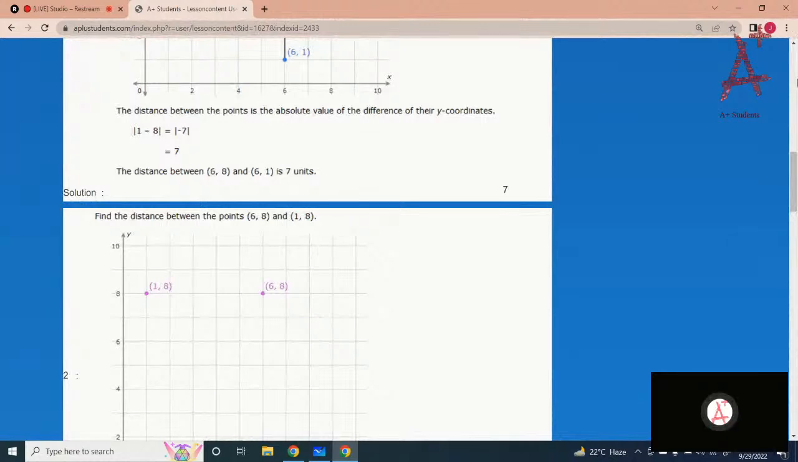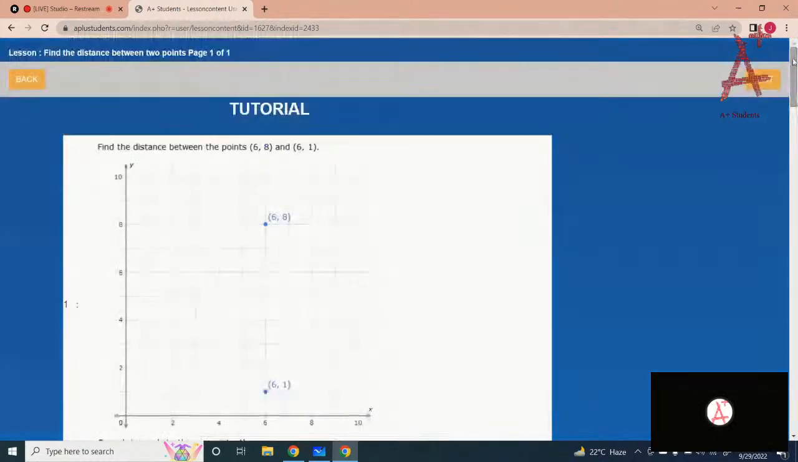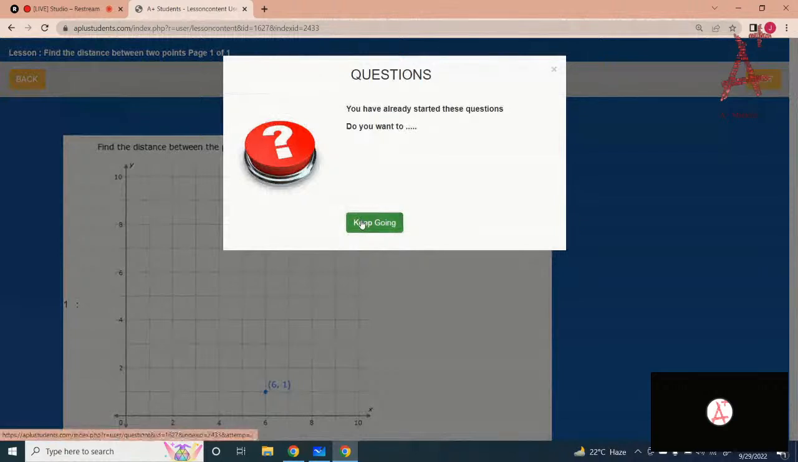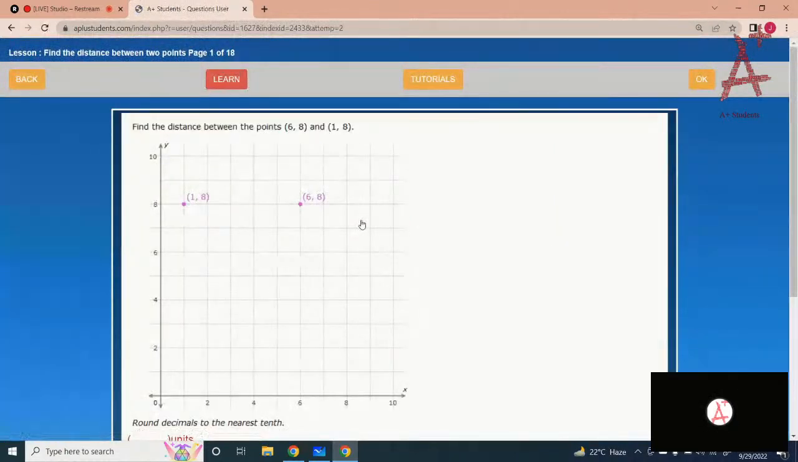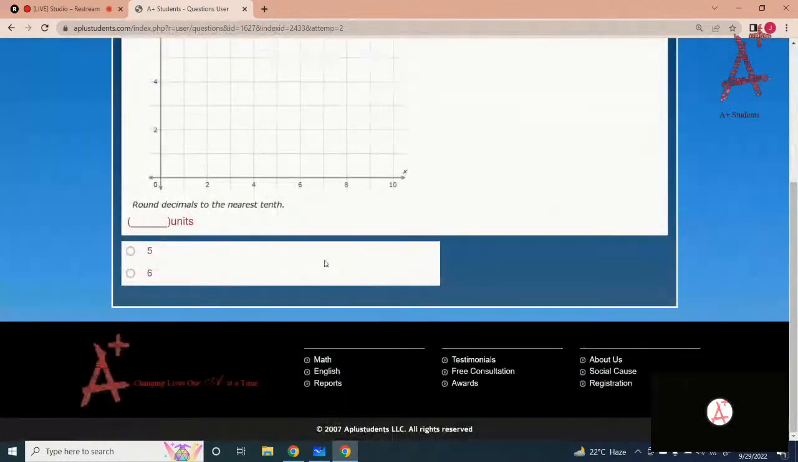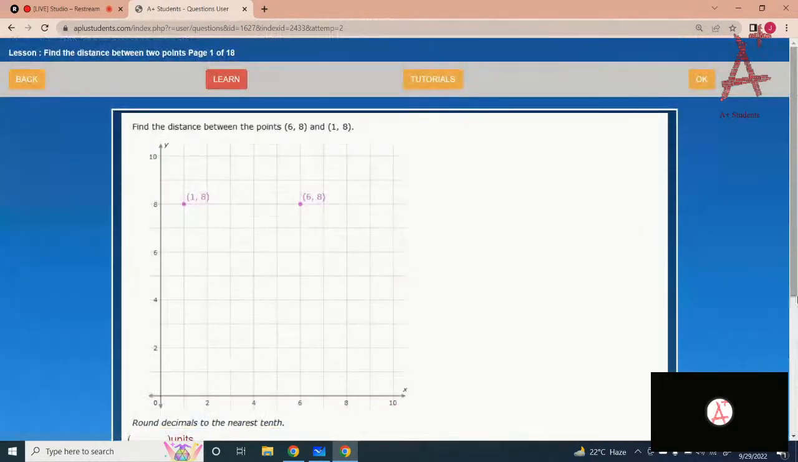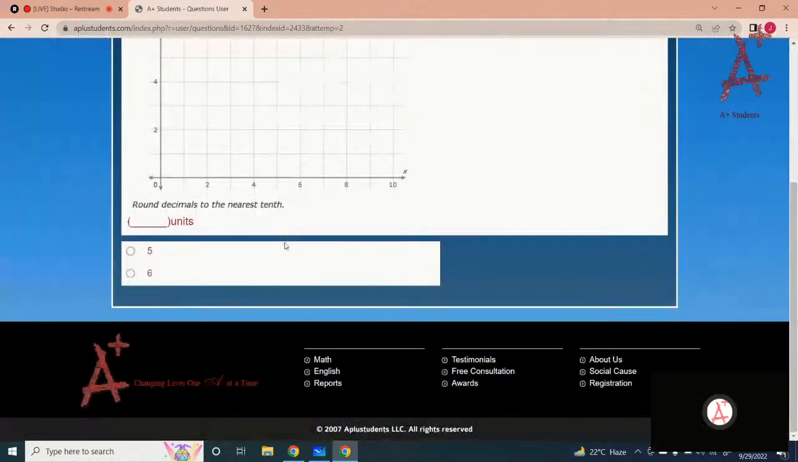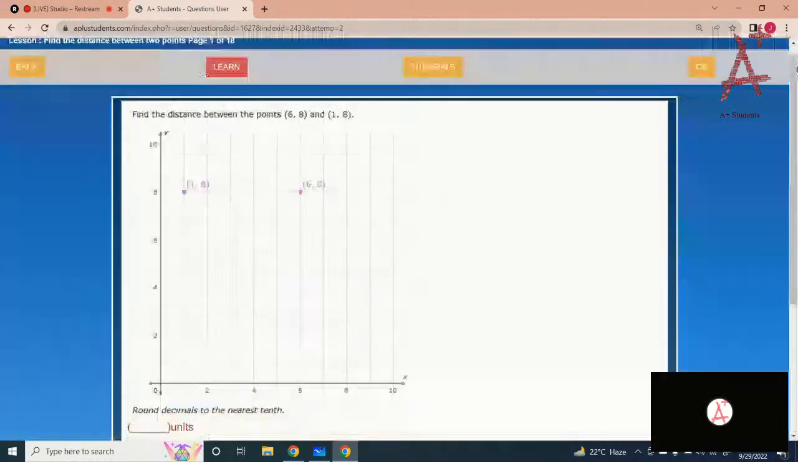Okay, so I was on the tutorial. Let's just start with the test. So find the distance between the two points (6, 8) and (6, 1). Both of the points have the same x component. That means it is a vertical line. So just subtract the coordinates that are different. 6 minus 1 is 5. Sorry, not 7. So select the correct option and click on the OK button.